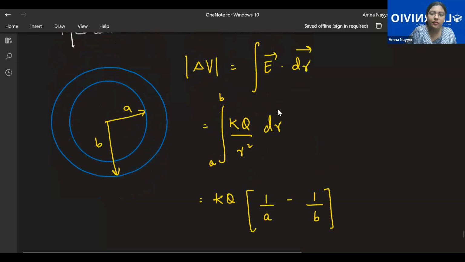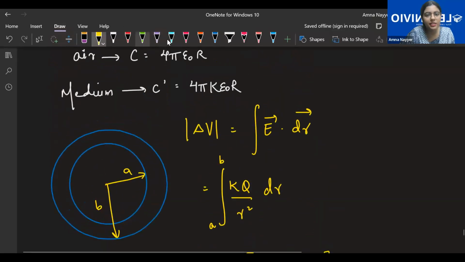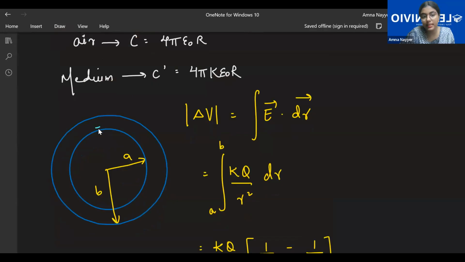And one more thing you should know: if the charge on this sphere is plus q, then because of the process of induction, the charge on the outer one will become minus q. Since we are talking about potential, this minus sign can play a significant role. Now your delta V is just the change in the voltage. I'll mention it here. This is the voltage. Is this clear till here? Yes, ma'am.